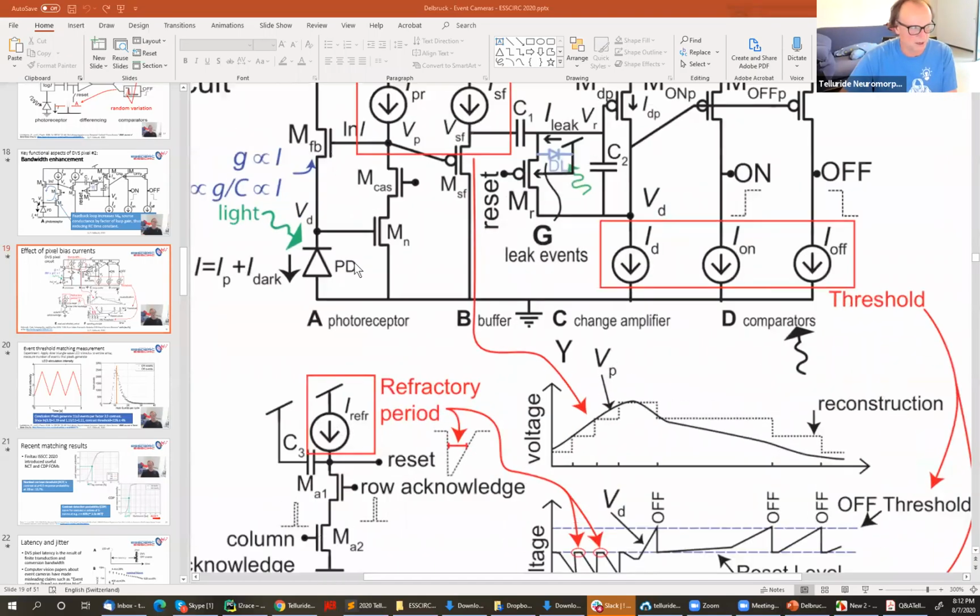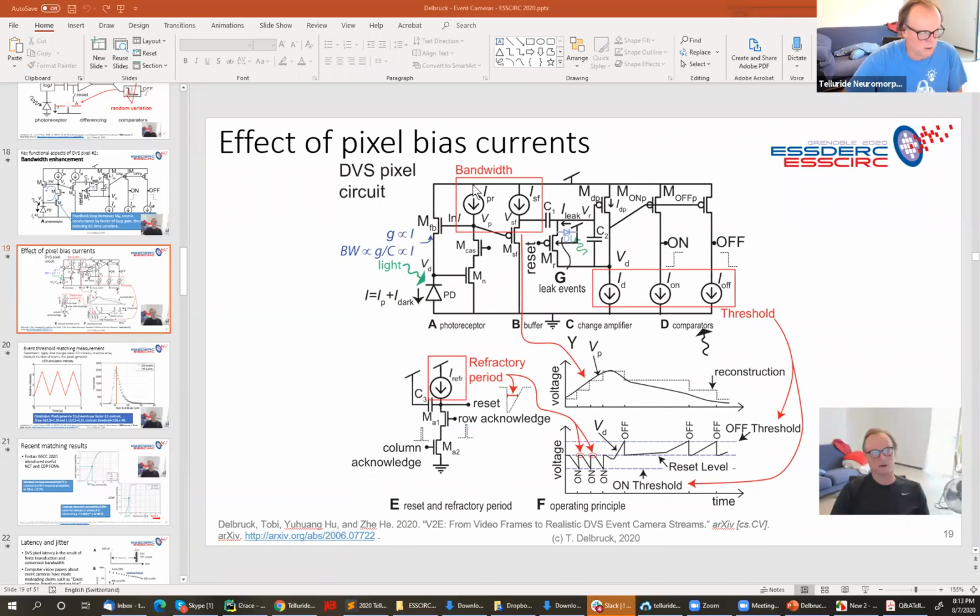It's because it's kind of part of the infrastructure and people don't consider it particularly interesting to work on stuff like parameter tuning. But I'll just show the slide here as a basis for discussion. In one of these pixels, I won't explain all the pixel circuit, but you have certain bias currents, like this IPR, ISF, this ID, I on, I off, and this I refractory period. All these things determine the bandwidth, the event contrast threshold, and the refractory period between events.